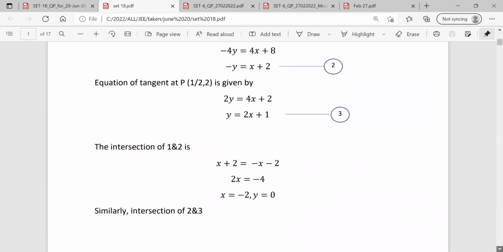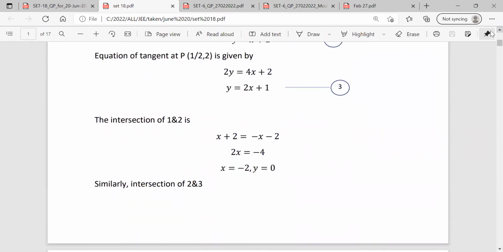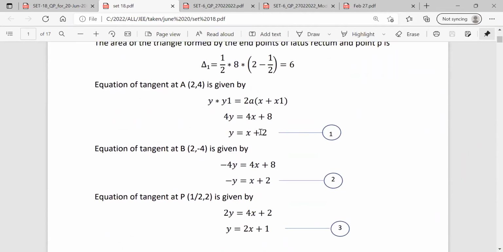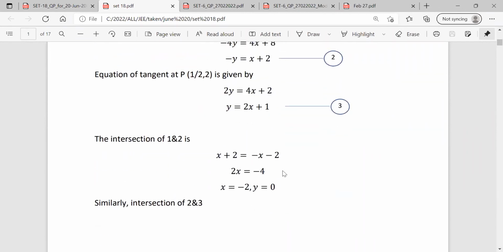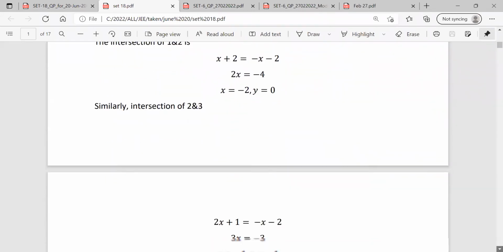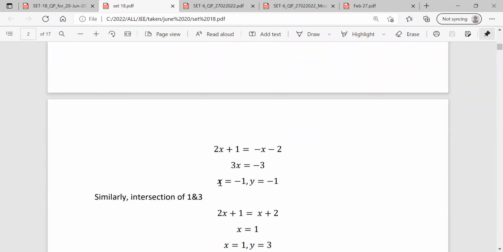After solving equations 1 and 2, which are y is equal to x plus 2 and minus y equal to x plus 2, just solve these two equations and we can get the values of x and y. After equating this, we have x equal to minus 2 and y equal to 0. Similarly, we have equations 2 and 3: minus y equal to x plus 2 and y equal to 2x plus 2. You can simply solve these two equations and get the values of x and y.